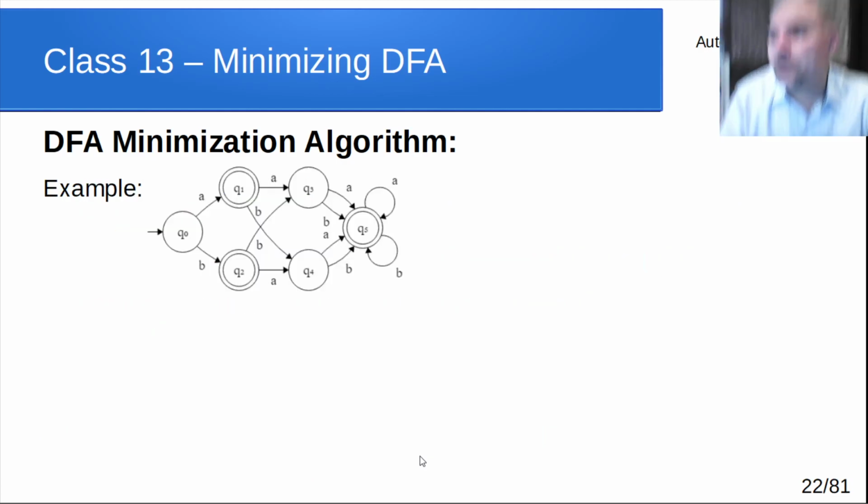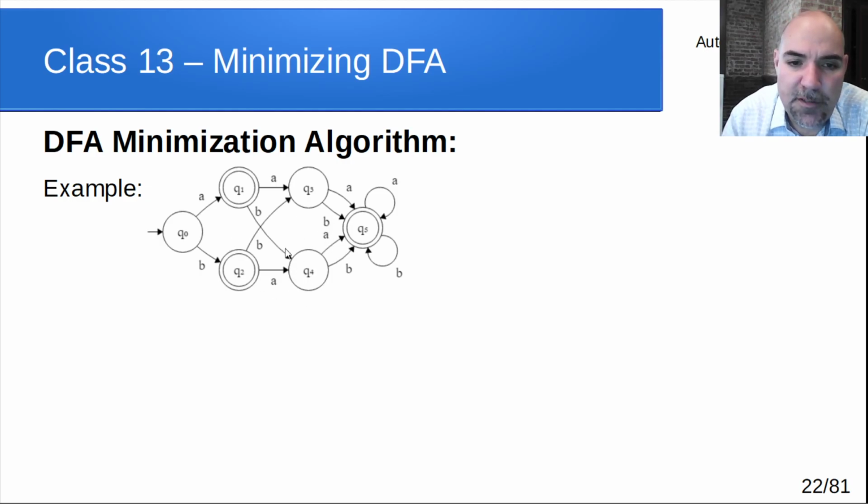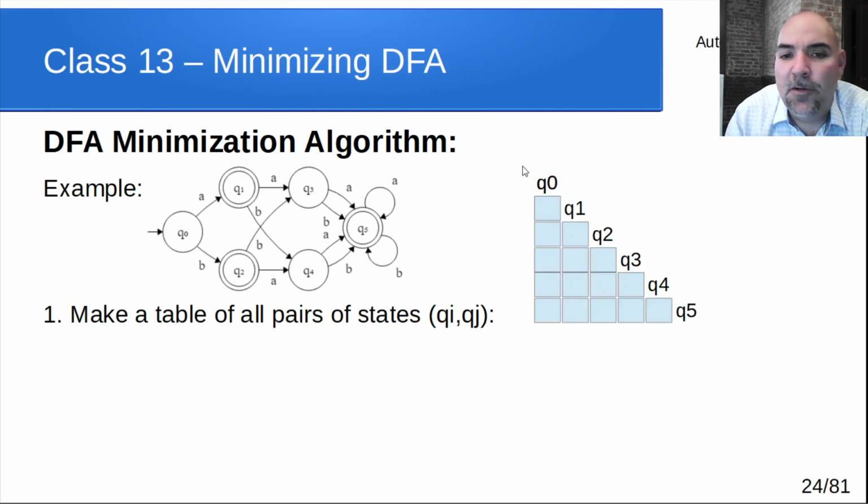So here's the example. The example that I want to run through here is the one we had from earlier. So we already know what this is going to look like when we're done, but let's go through it anyway. So step one, make a table of all pairs of states, Qi versus Qj. We've got 6 states. So here's the table. Notice that I'm writing the names of the states on the diagonal. So let's look at these cells for just a second. So this cell here is Q0 versus Q1.